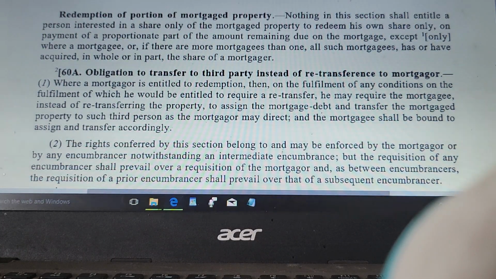60A. Obligation of transfer to third person instead of retransference to mortgagor. 1. Where the mortgagor is entitled to redemption, then on the fulfillment of any conditions on the fulfillment of which he would be entitled to require the retransfer, he may require the mortgagee, instead of retransferring the property, to assign the mortgage debt and transfer the mortgage property to such third person as the mortgagor may direct, and the mortgagee shall be bound to assign and transfer accordingly.